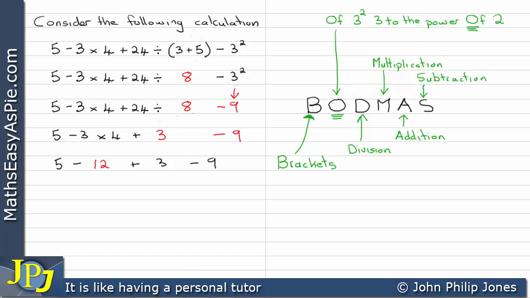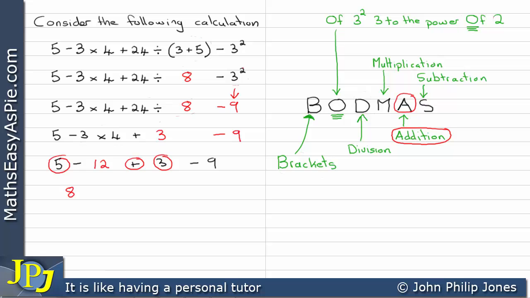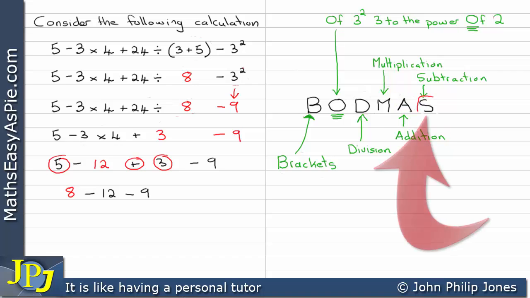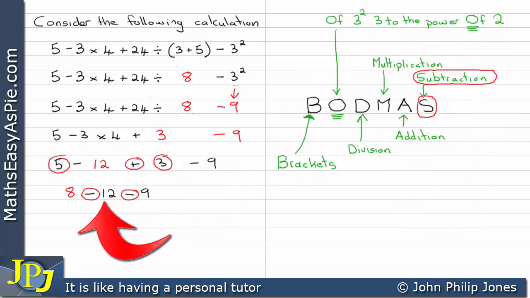Of course, there is no more multiplication, so we now go to the A of BODMAS and we look for addition, which we can see here. So I'm going to add the 3 to the 5 to give 8. And then I'm going to copy the rest of the calculation down, the remaining bit, minus 12 minus 9. Of course, there is no more addition, so we go to the S, which means we look for subtractions, which we can see here and here. And of course, 8 minus 12 minus 9 is in fact minus 13. So that's what we end up with. We end up with the answer of minus 13.